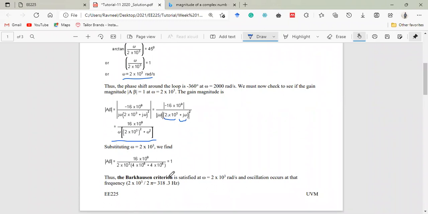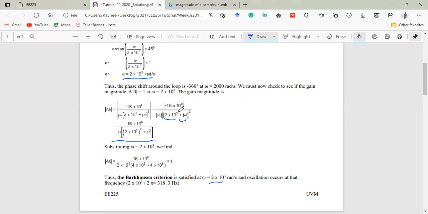Thus, the Barkhausen criteria is satisfied at omega is equal to 2 times 10 to the power of 3 radians per second. And the oscillation occurs at that frequency, or the oscillation will occur at this particular frequency only, right? Based on the Barkhausen criteria.